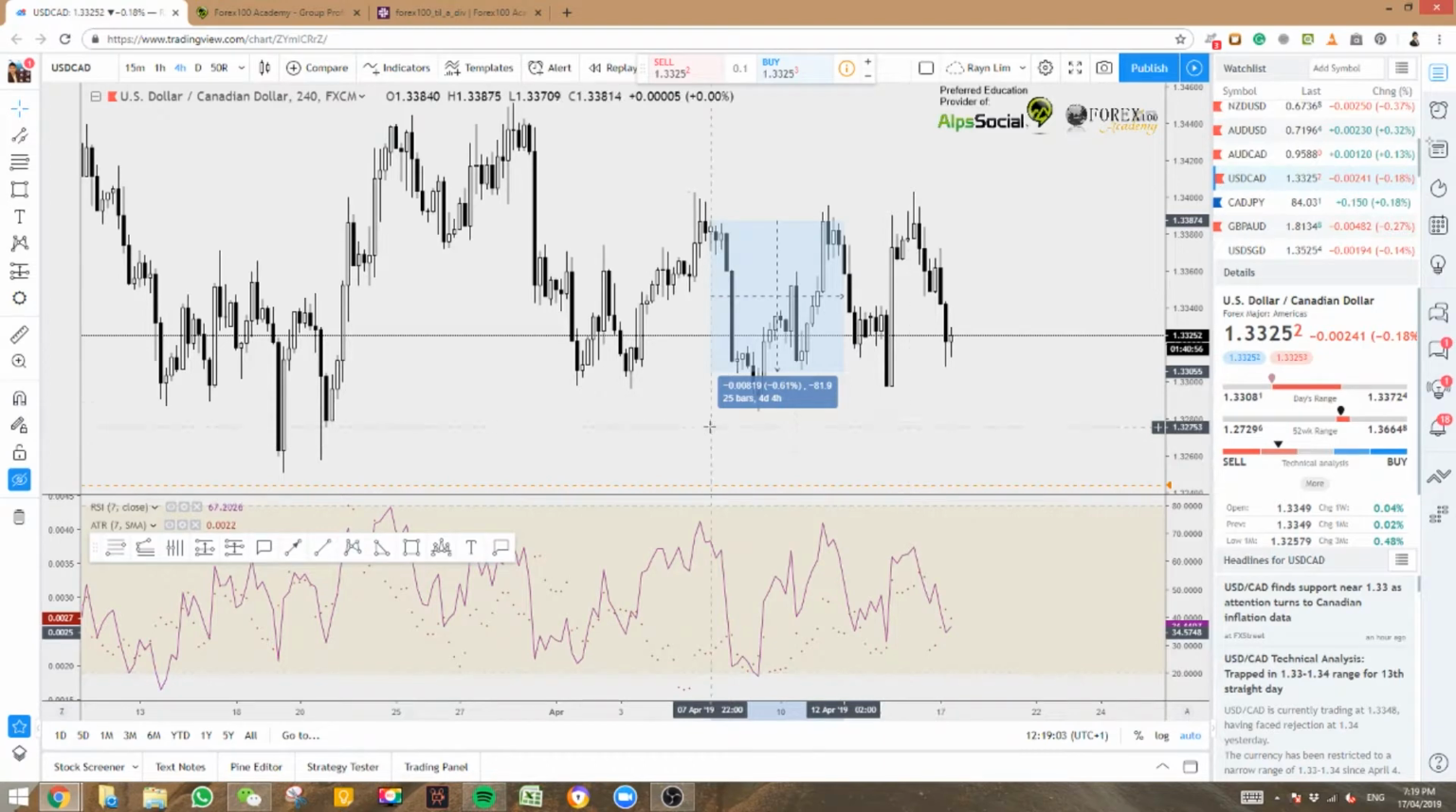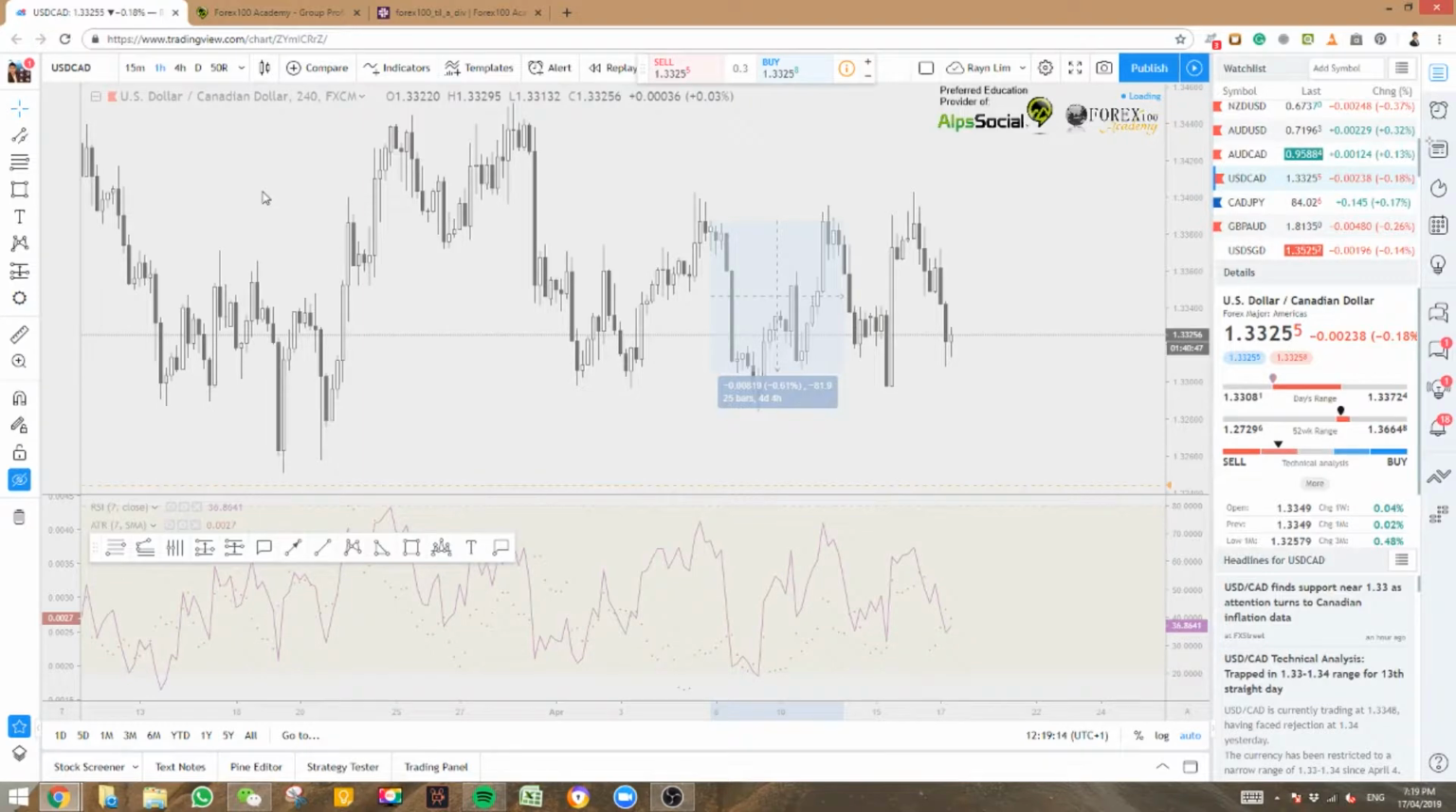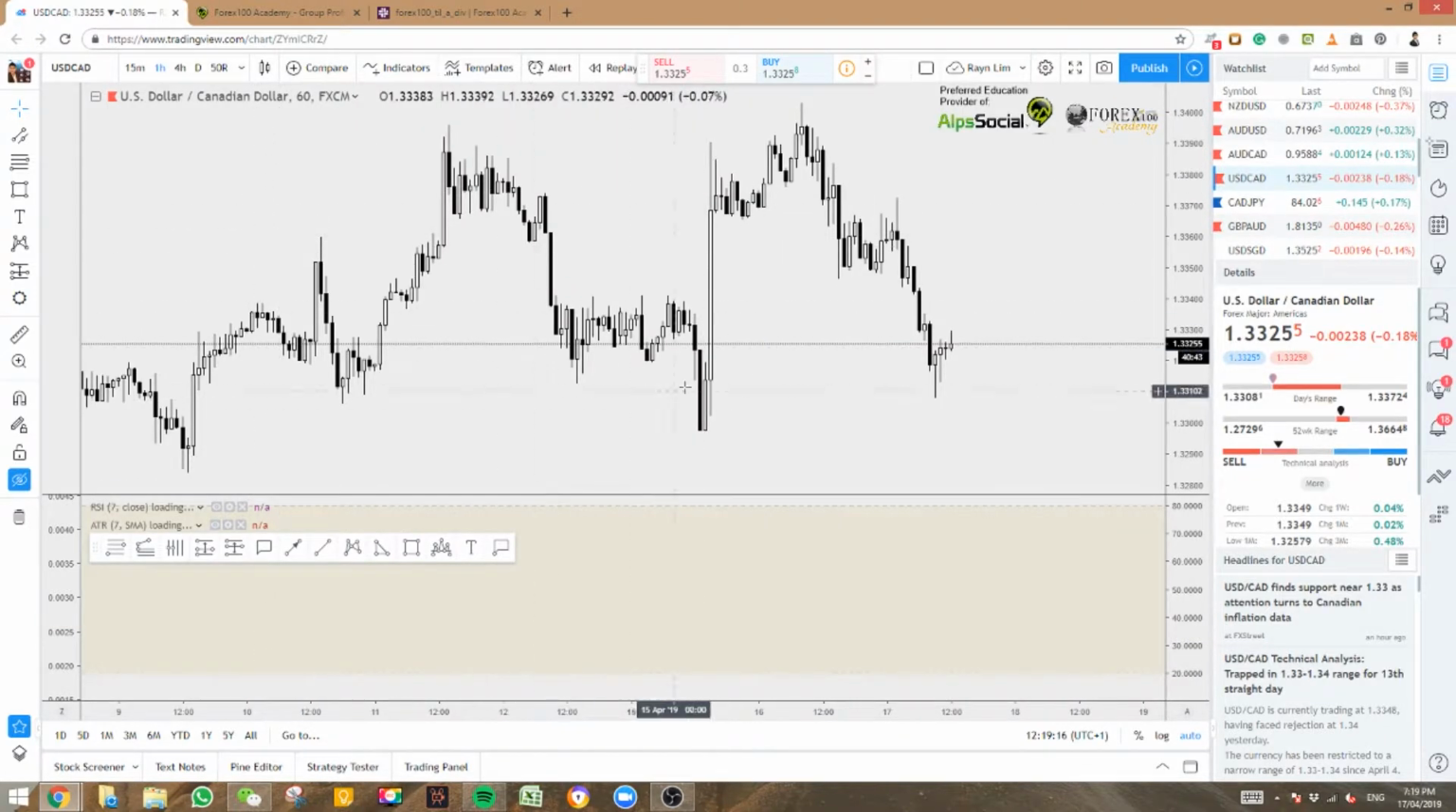All right, so 81 pips potential over here. Wonderful setup. Just a simple support resistance on dollar CAD. Head down to the 1 hour chart. Okay, this is what we have.